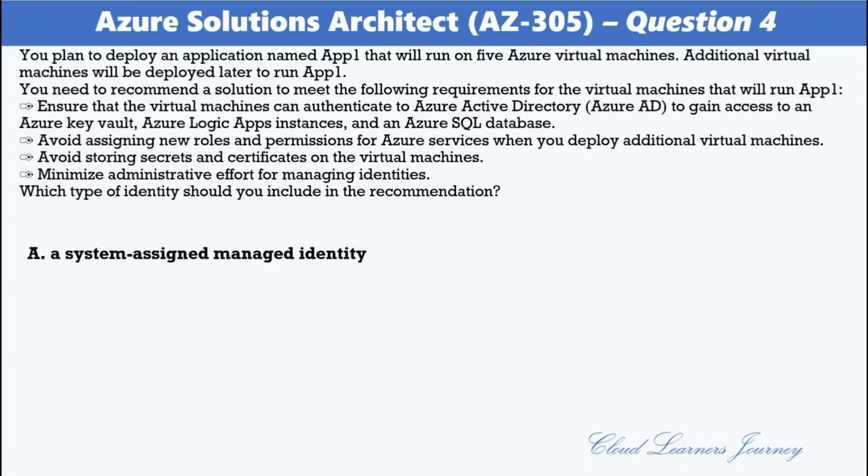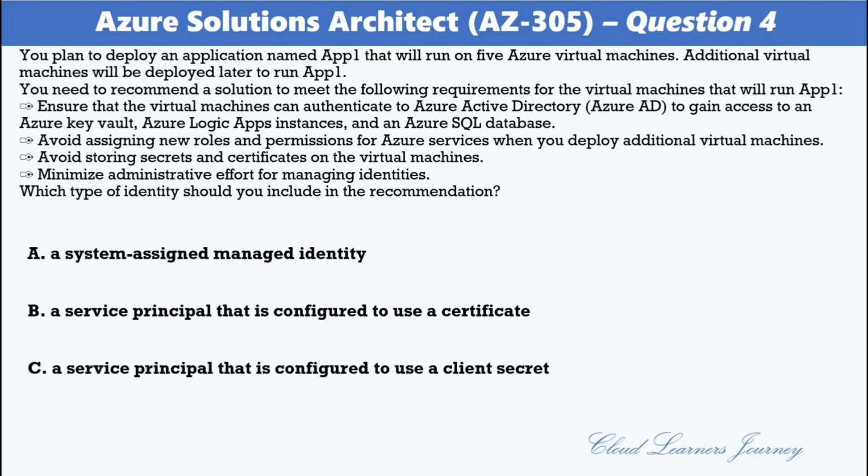Which type of identity should you include in the recommendations? And the options are A. A system assigned managed identity, B. A service principal that is configured to use a certificate, C. A service principal that is configured to use a client secret, D. A user assigned managed identity. And the correct option is D. A user assigned managed identity. Managed identities provide an identity for application to use when connecting to resources that support Azure Active Directory authentication.